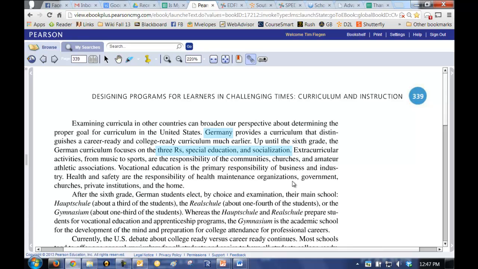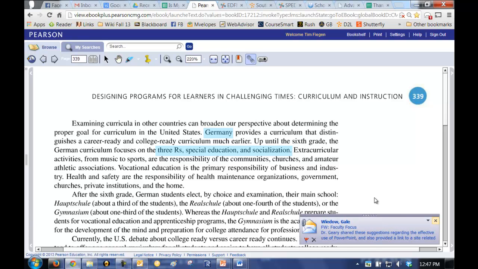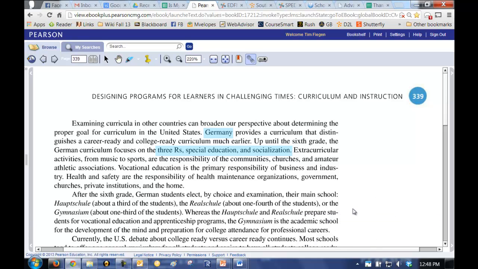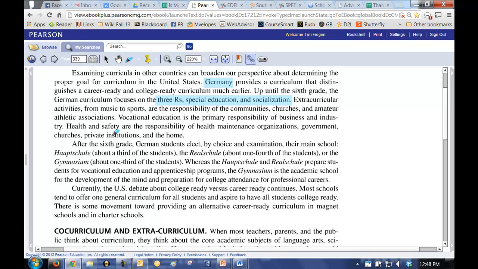And why? Well, a little bit like here, because they have a marked interest in preparing people to work in their fields. Then health and safety are the responsibility of health and safety maintenance organizations, government, churches, private institutions, and the home. But after 6th grade in Germany, German students elect by choice and examination. So it's not entirely by choice, because you can choose one, but by 6th grade, you better score well enough on the test to be on a different route.